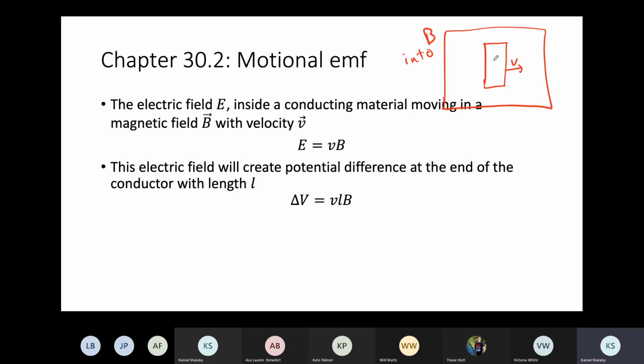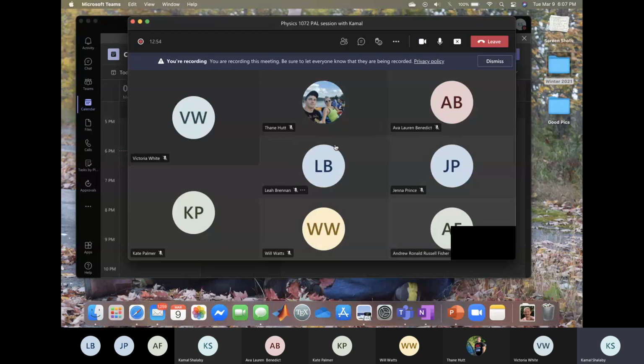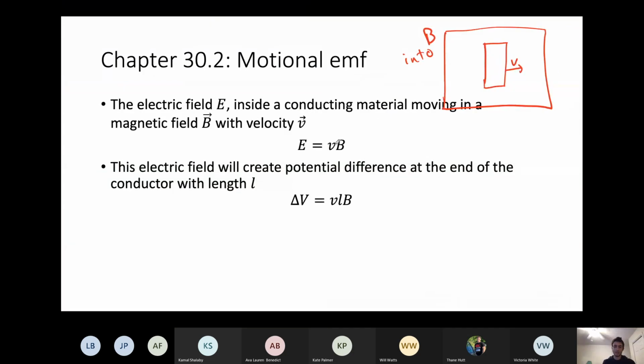And that electric field is basically that if you remember your right hand rule, if you have a moving charge in a magnetic field, it would feel a force. So let me open my camera actually. And let's see here. So let's say this is your charge. So if it's moving to the right and you're having a magnetic field into the page like this, it would feel like this.